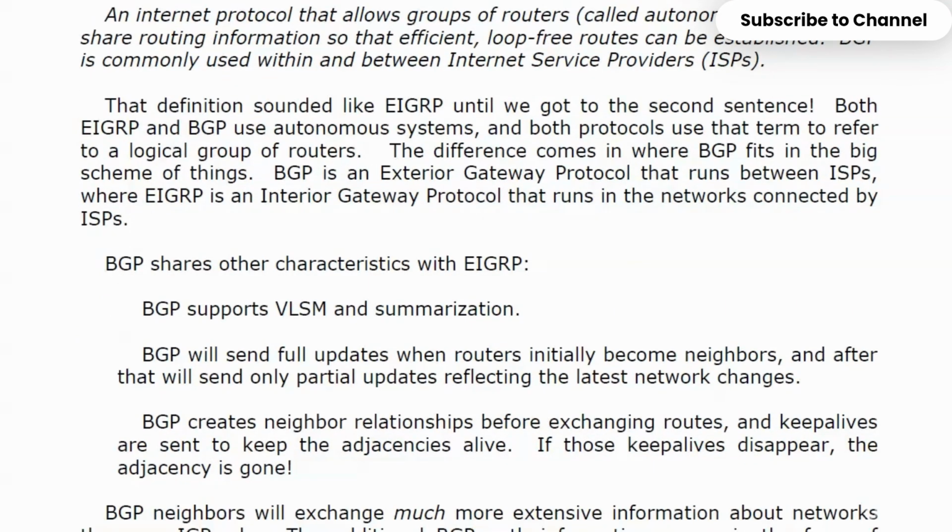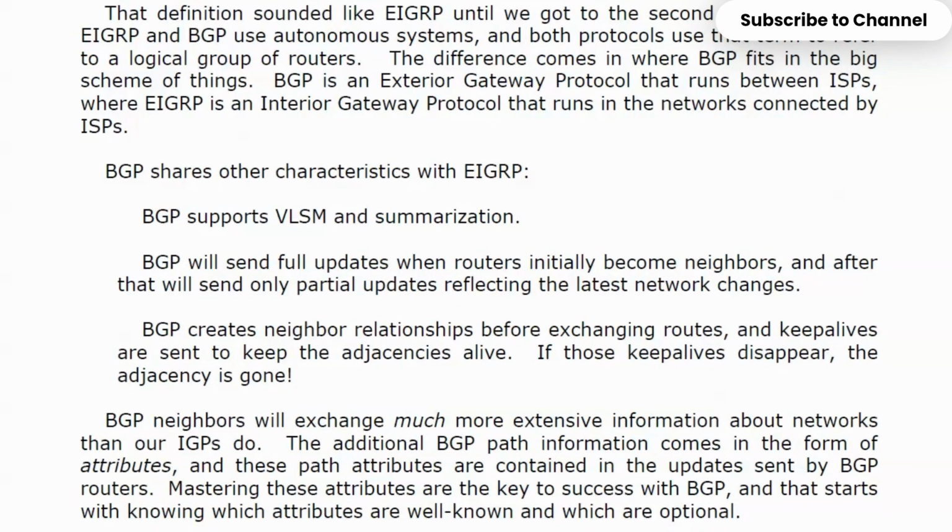Now, BGP also shares some other characteristics with EIGRP. BGP supports VLSM and summarization, and we'll do some summarization here in one of the labs. BGP sends full updates when routers initially become neighbors, or in BGP speak, really peers, and after that, BGP will only send partial updates reflecting the latest network changes, because BGP updates can literally contain tens of thousands of entries. And in that case, we really don't want those going out, say, like RIP does every 30 seconds and then send the full table. That would not be efficient.